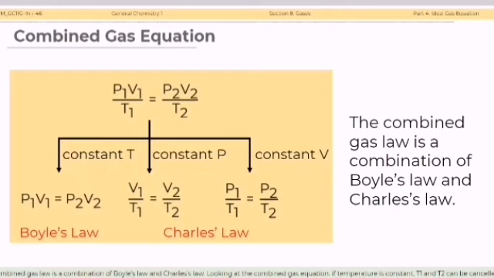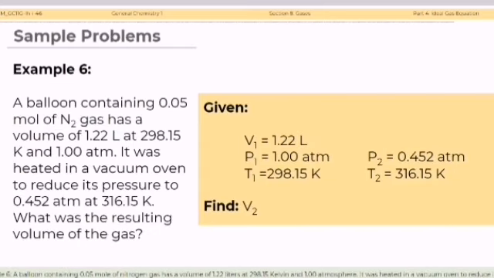If the volume is the one kept constant, cancelling the V1 and V2 results in the equation for Charles' law for pressure-temperature relationship. So let's have the example number 6.